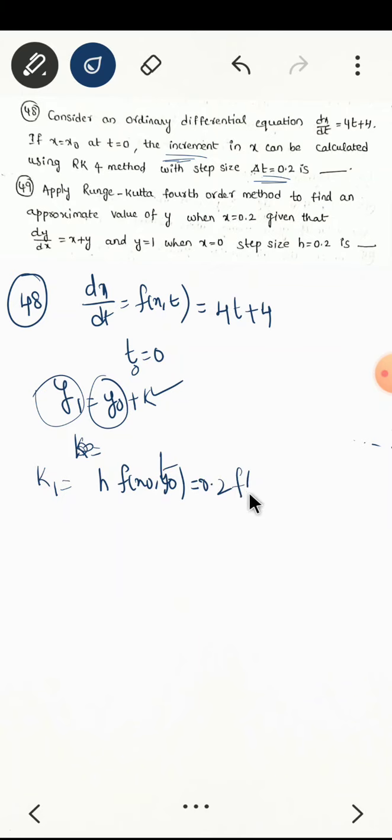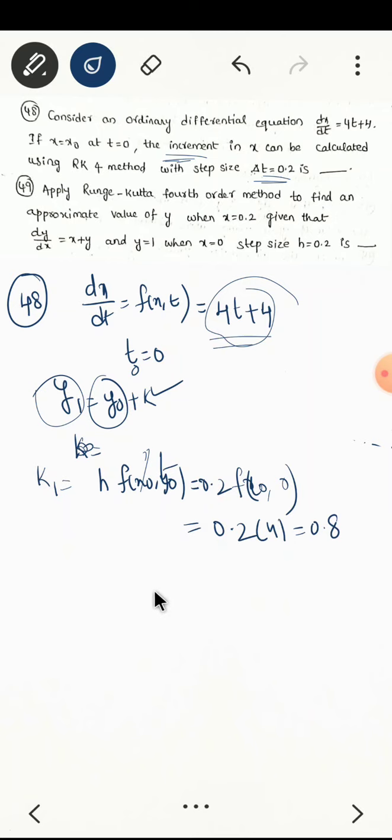F of x naught is how much? No need of x naught, because in the function we don't have any x naught, that's why they have not given any value for x naught. So here there is only t, so no need of finding x naught, only t. So function of x naught comma t, what is the value of t? It is 0. So 0.2 into 4, I am getting it as 0.8.